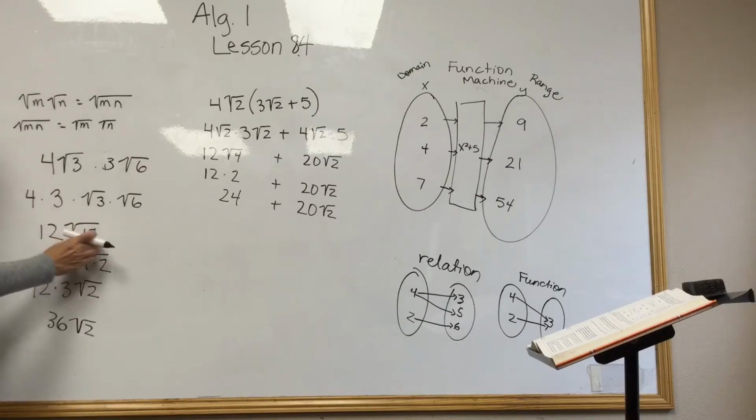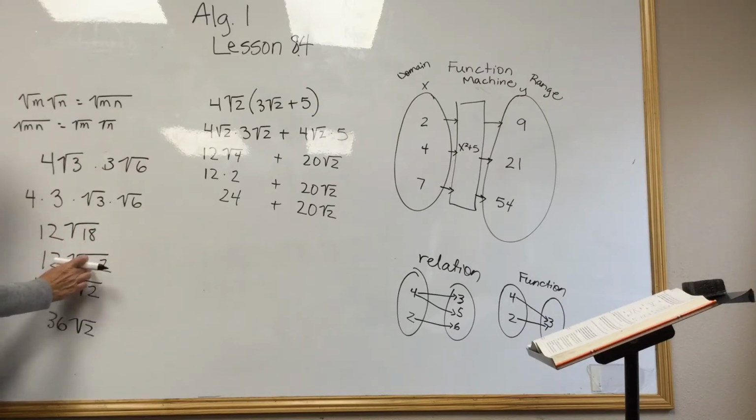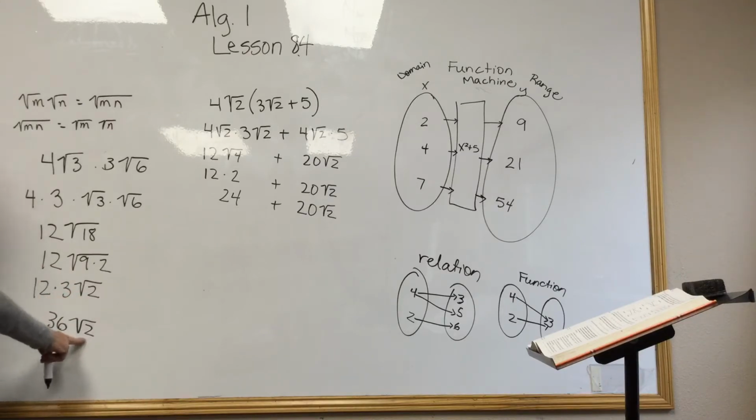Then I look at this square root of 18 and I know that there's a perfect square within that as a factor, and that would be 9. So 9 times 2 is 18. Square root of 9 is 3. So I could bring that 3 out. That leaves the 2 behind. So I have 12 still, but now I have 12 times 3 because I brought this out, and I still have the square root of 2 there. Then I multiply these together and I get 36 times the square root of 2.